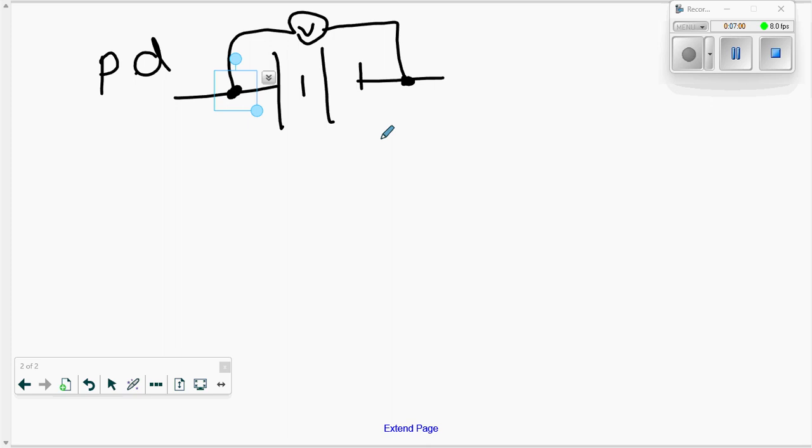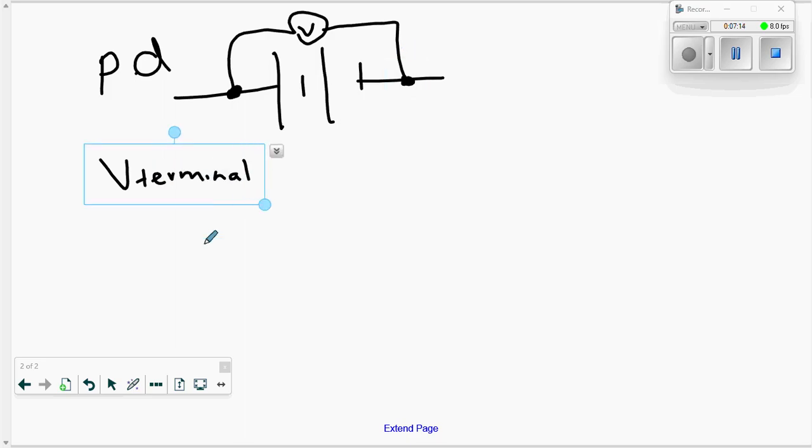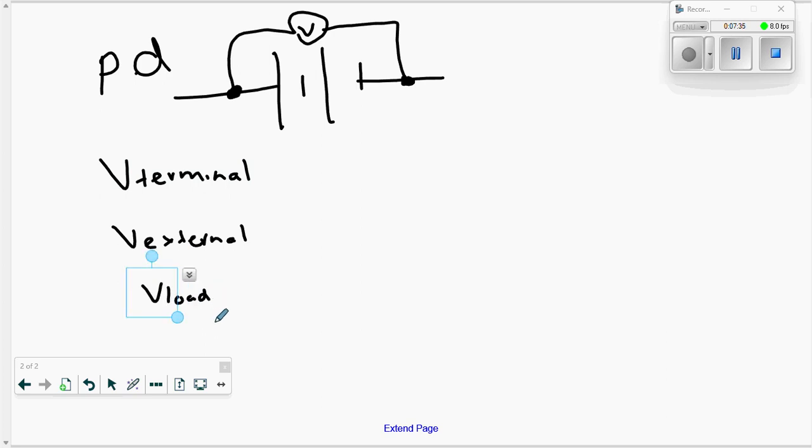Okay, so we call this potential difference, we call this terminal voltage because it is measuring the terminals. So this potential difference is also known as V terminal. Another one is also V external. Okay, external voltage is your potential difference. This is now the voltage that the rest of the circuit experiences. Sometimes in some textbooks and in some documents, it's called V load. So potential difference can either be V terminal, V external, V load.